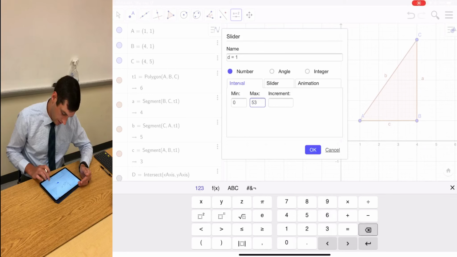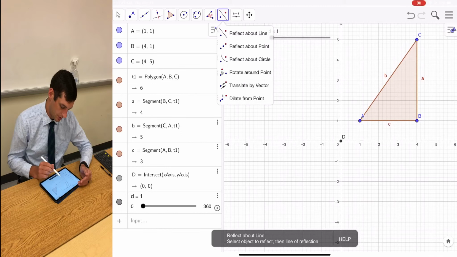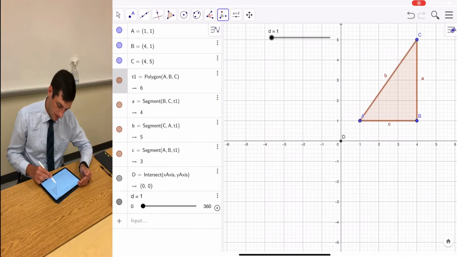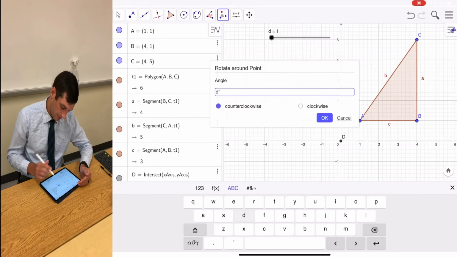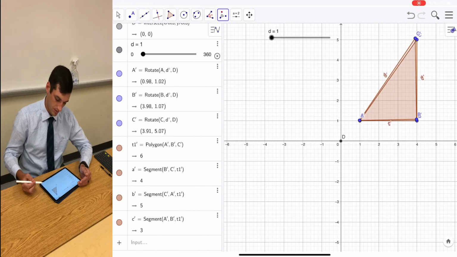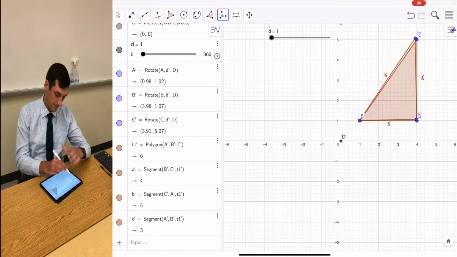I'm going to rotate it 360 degrees, and we're going to increment it by 1. Now up at the top here, it has a line with 2 dots. That tool I'm going to use is rotate around a point. So it wants me to click on the figure, click on what I want to rotate it around, and I'm going to plug in the letter D because that is up here at the top, D equals 1. That is what I'm going to type in. So this is just to show you rotation real quickly. So I'm going to animate.